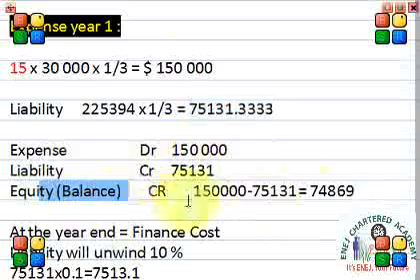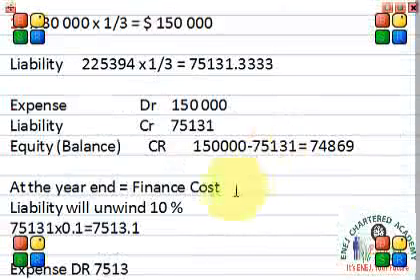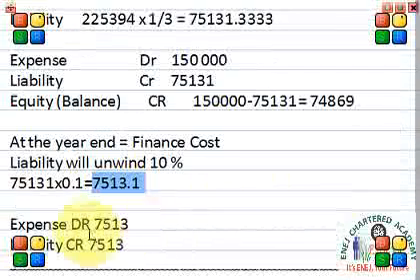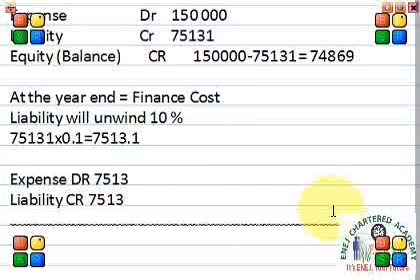The remaining balance goes to the equity. We have discussed that the excess portion is recognized in equity. So at the year end, we again have a finance cost. The liability will unwind at 10% rate. So 75131 into 10% gives us this figure. Expense debit, liability credit.